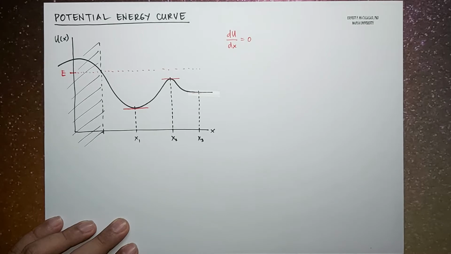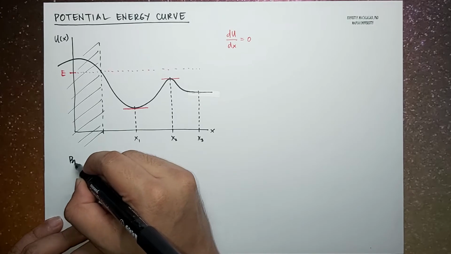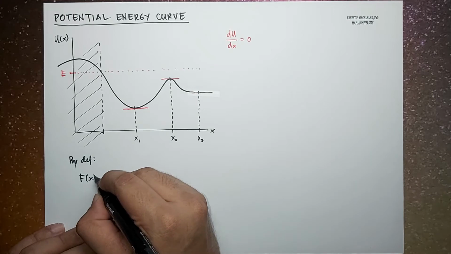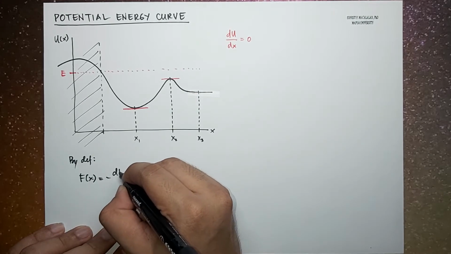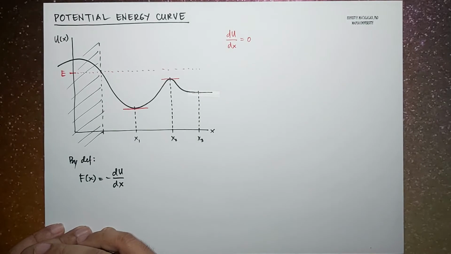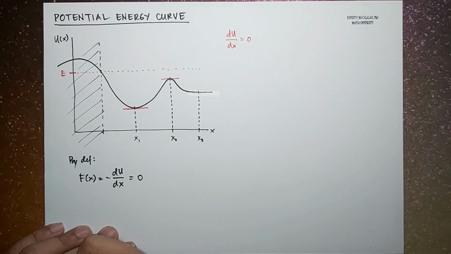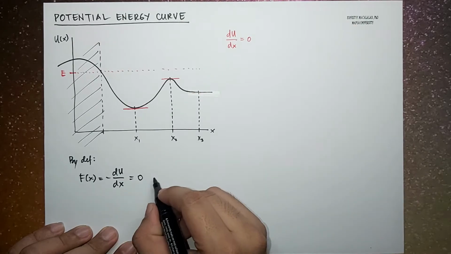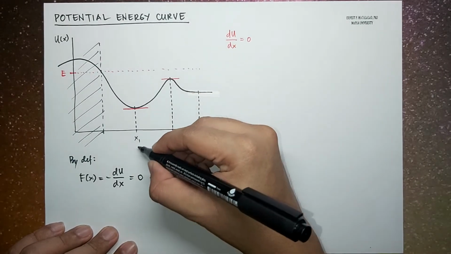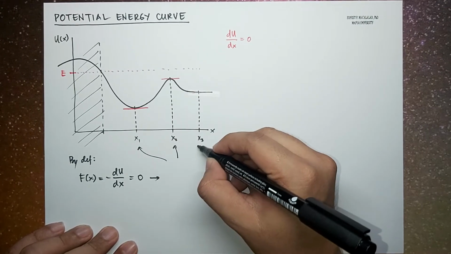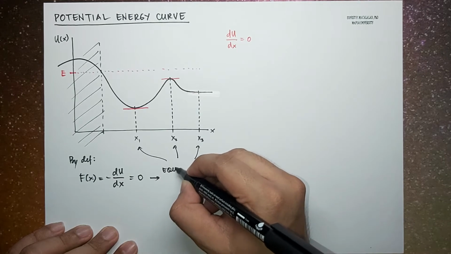So what does it mean? By definition, we already know that the force exerted on a particle is equal to the negative derivative of the potential energy with respect to x. So by virtue of Newton's law, if this is equal to 0, therefore the particle is in equilibrium. We call these three points your equilibrium points.